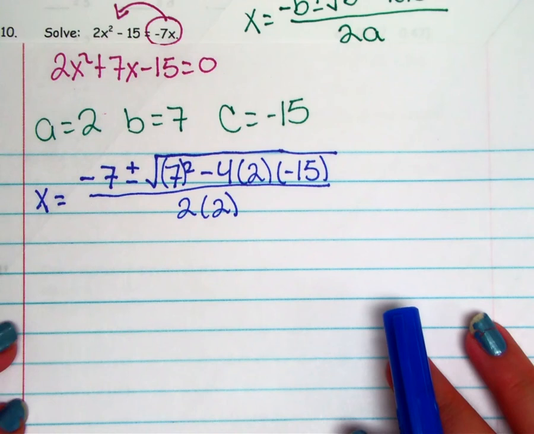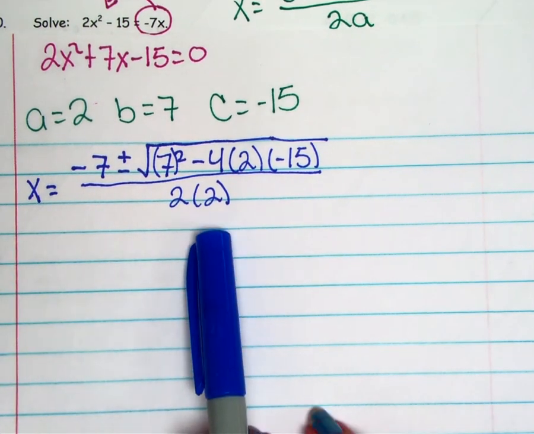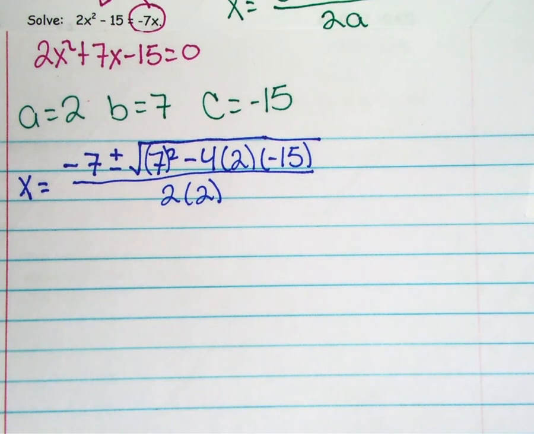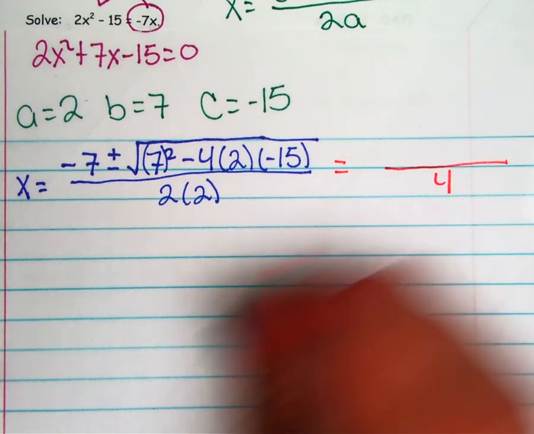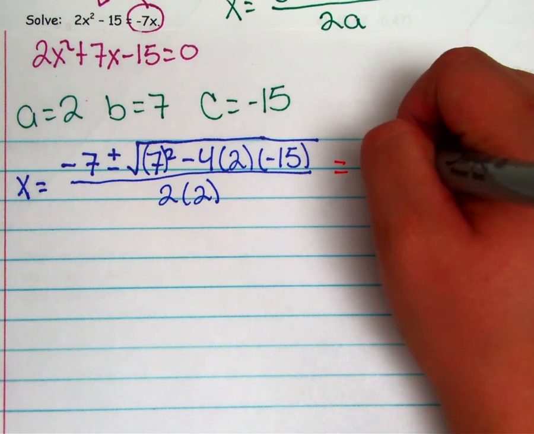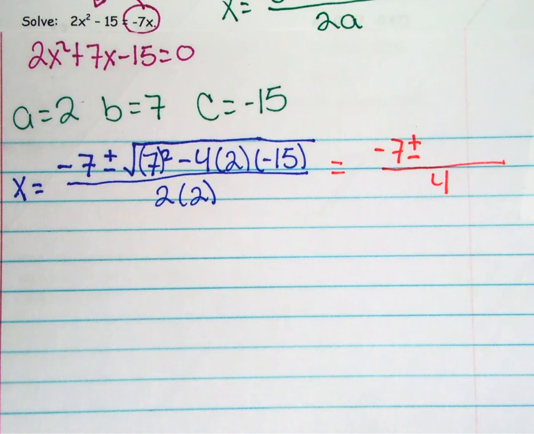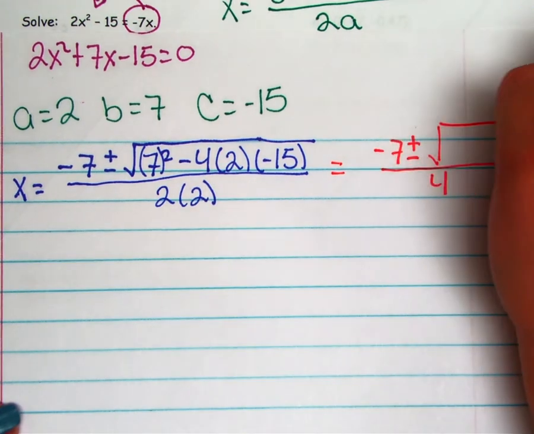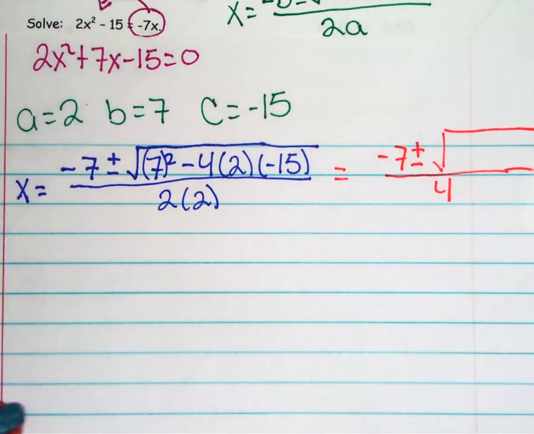So look at this. What can we quickly combine? Well, I see the bottom is 2 times 2. So I'm going to go ahead and combine those and get a 4 at the very bottom. That negative 7, can't really combine it with anything yet, and I'm going to write that plus or minus. Now let's look inside that square root. I know that 7 squared just means 7 times 7, and I know that 7 times 7 is going to give me 49.